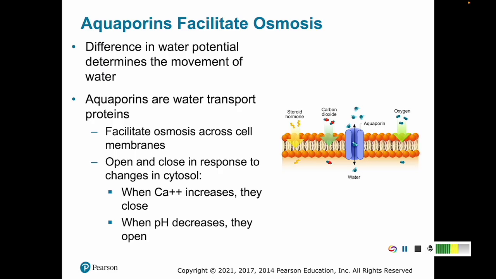There are also aquaporins, which are channels in the cell membrane that allow increased movement of water. So water can move through these aquaporins. Aquaporins will allow osmosis to happen. They can also close or open as a response to what's going on in the cytosol. So if there's more calcium in the cytosol, those aquaporins can close. If the pH decreases, if they're in a more acidic environment, those aquaporins can open.